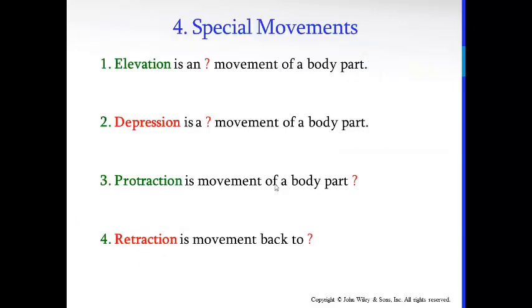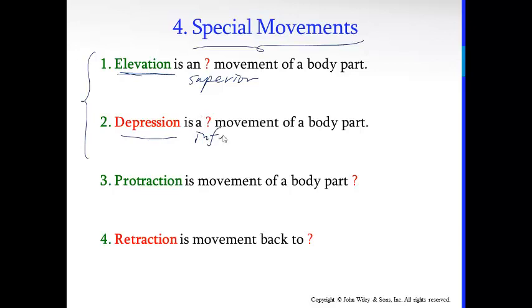Okay. Now our special movements. If you're moving anything superiorly, it's an elevation. So superior movement of a body part. Depression would be the opposite, right? The inferior movement of the body part. We'll take a look at an example on the next slide. Protraction versus retraction. So this is when movement of the body part is moving anteriorly versus moving it back to anatomical position.